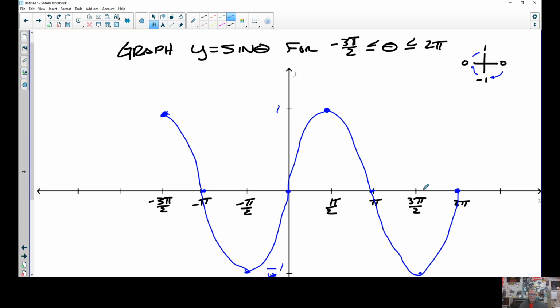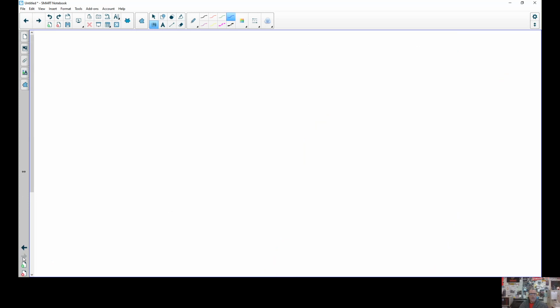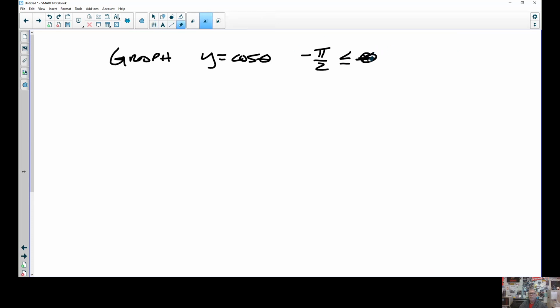All right, let's do one more. If they ask you to graph y equals cosine theta from negative pi over 2. Oh, well, this should be theta, sorry. Now it looks like the X-Men. All right. Theta. And let's go to 5 pi over 2.